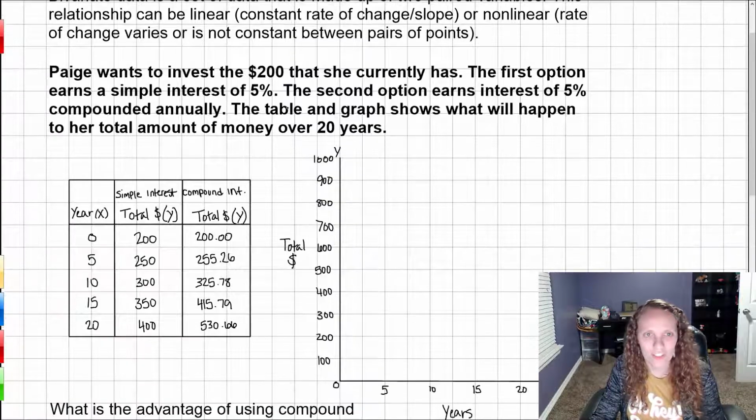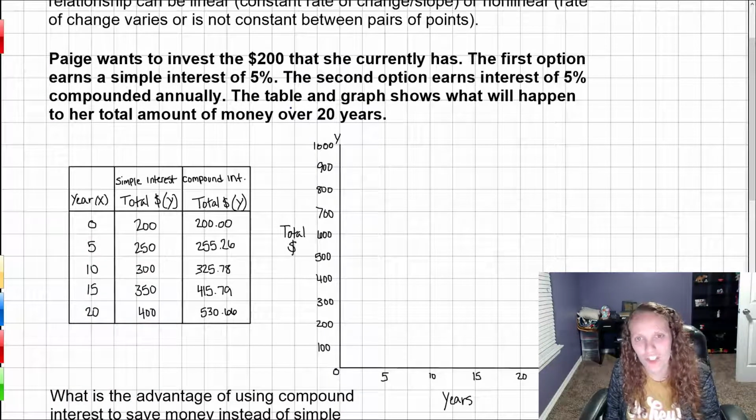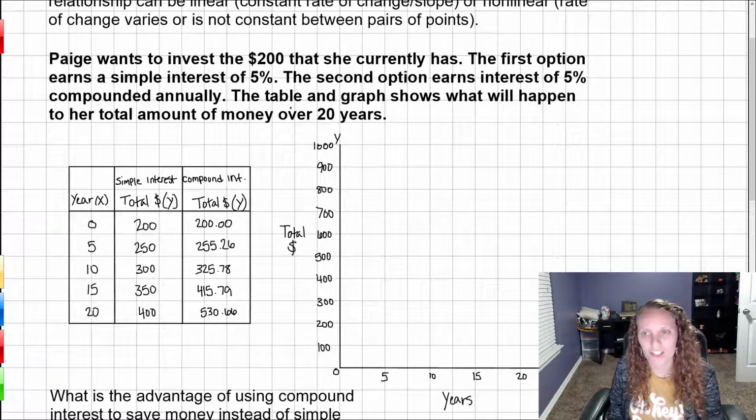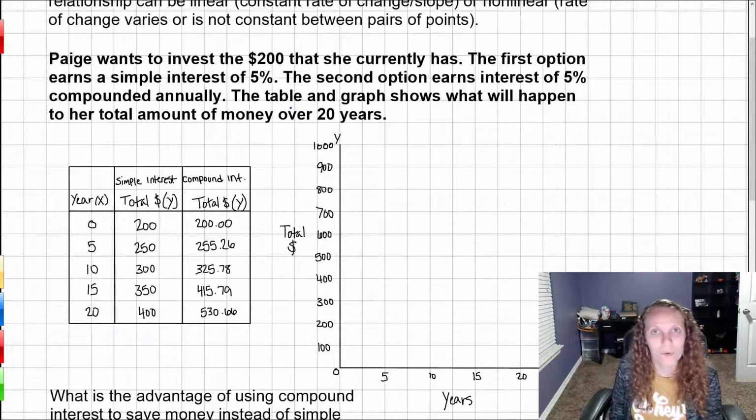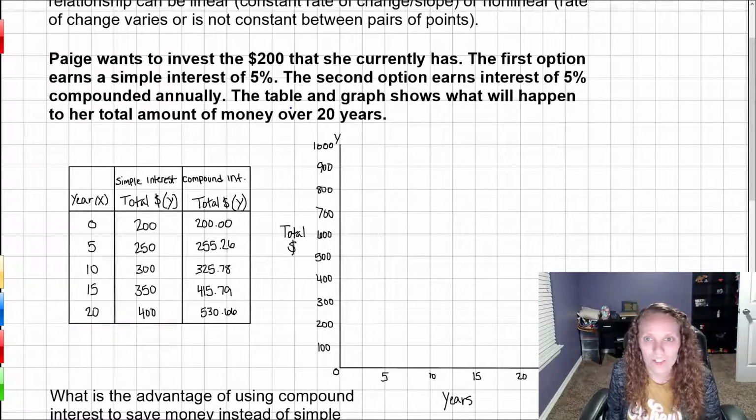So let's look at this first example here. Paige wants to invest the $200 that she currently has. The first option earns a simple interest of 5% and the second option earns interest of 5% compounded annually. So we have simple and compound interest. The table and graph shows what will happen to her total amount over 20 years.